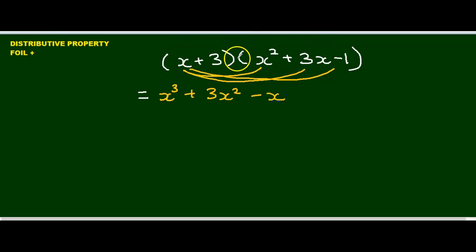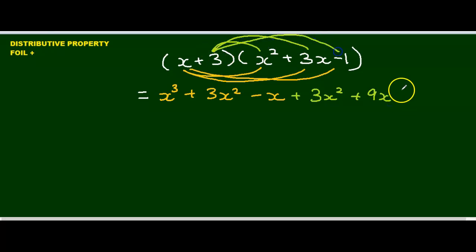Then, well, we've used up all our terms in our second parentheses, so I'm done with my x term. So I'm going to go over to my 3. 3 times x squared gives me 3x squared. 3 times 3x gives me 9x. And 3 times -1 gives me -3.